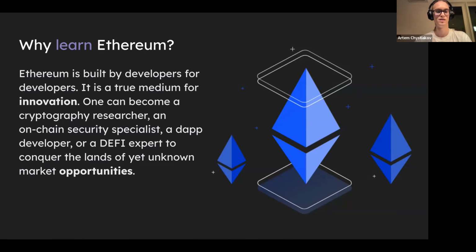You can become a DApp developer, writing Solidity or Vyper smart contract languages, understanding the EVM and other smart contracts, interacting with the protocols, etc. You can become a DeFi expert to understand how DeFi works, how to extract value from DeFi, and just use the protocols and become part of the Ethereum ecosystem.